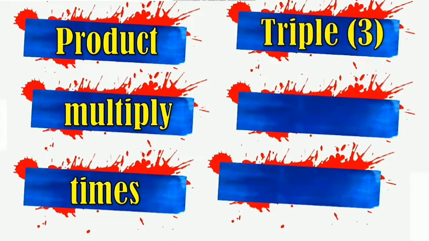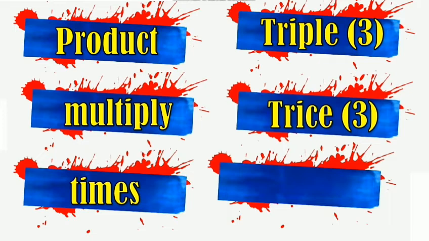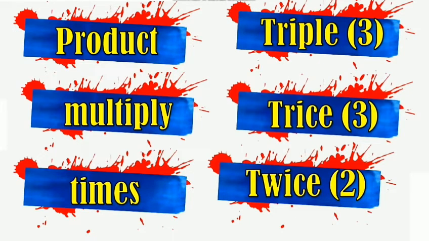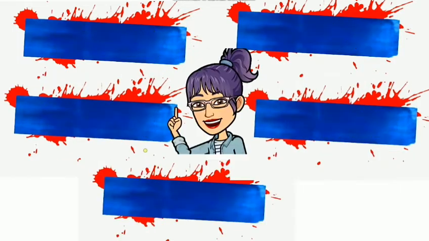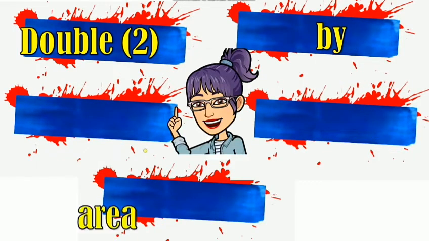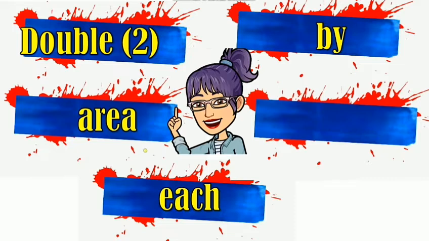One, we have product. When you see product, when you see multiply, when you see times, when you see triple, when you see twice, then you know that they are dealing with multiplication. When you have double, that's times 2. By, that's multiplication. Area, multiplication. Factor, each. All these are words that are related to multiplication.